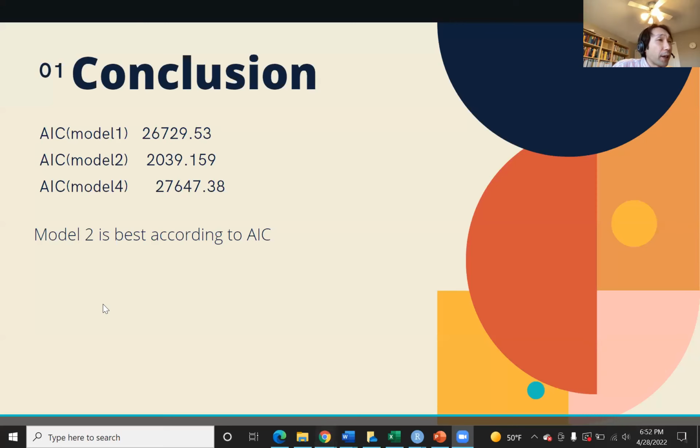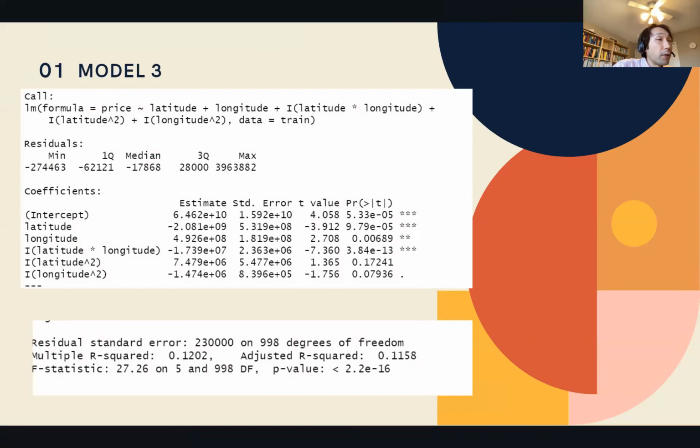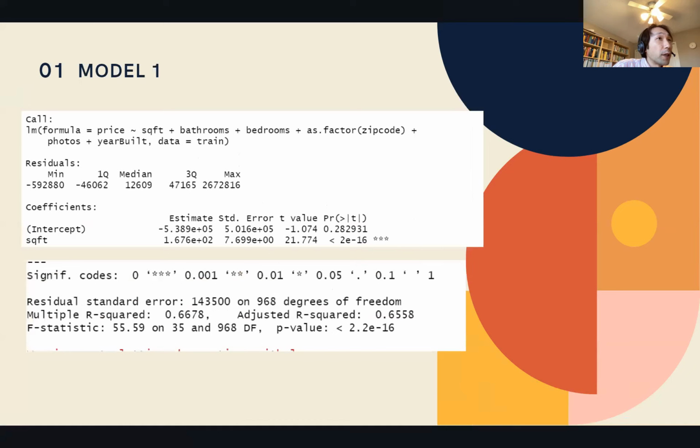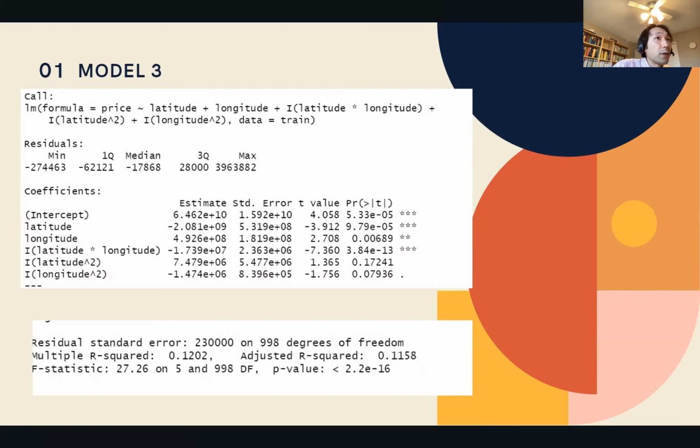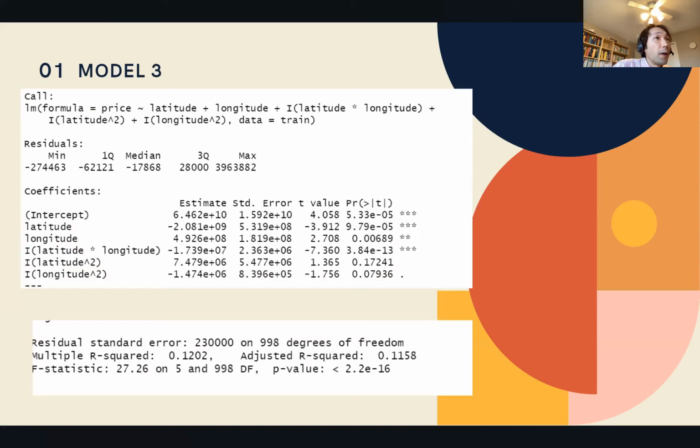Sorry, can you show models 1, 2, and 4 again? Sure. Model 1, the price on. Okay, so these variables. How about model 2? Model 2, log price. Okay, and model 4. Well, 3. You said 1, 2, yeah.